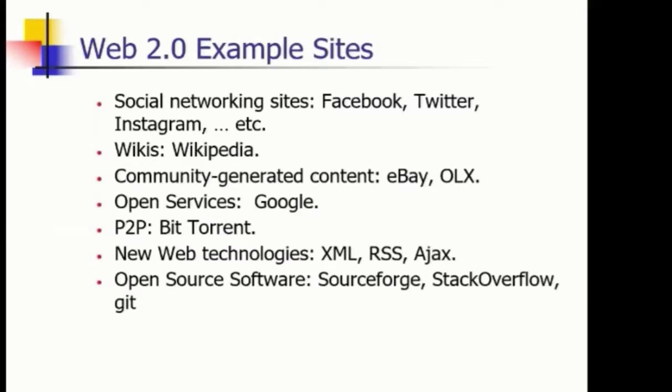Okay, so next we have these examples: Wikipedia, community generated, eBay, OLX, and open services such as Google and P2B. Okay, peer-to-peer file sharing. When we say P2B BitTorrent, it means a communication protocol for peer-to-peer file sharing. It distributes the data. It shares the file electronically over the internet, and the protocol used, the P2P, the peer-to-peer protocol, is used for sharing the file over the internet in a decentralized manner.